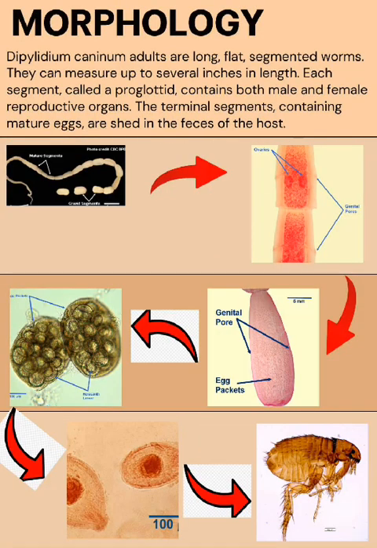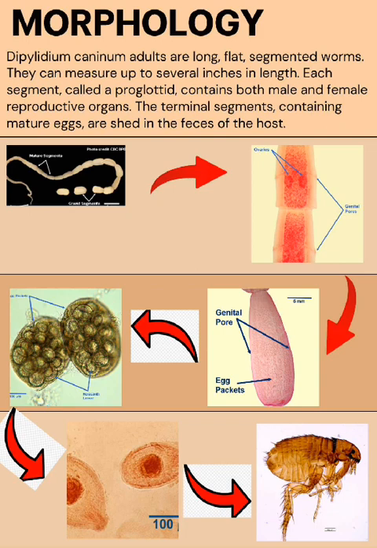The morphology of Dipylidium caninum: adults are long, flat, segmented worms. They can measure up to several inches in length. Each segment, called a proglottid, contains both male and female reproductive organs. The terminal segments containing mature eggs are shed in the feces of the host.